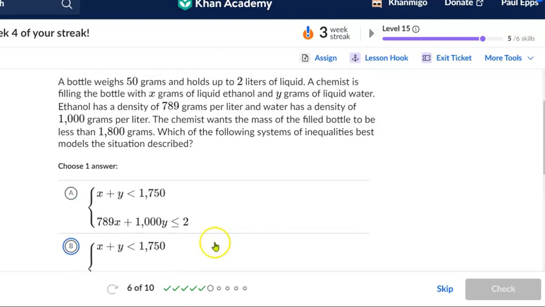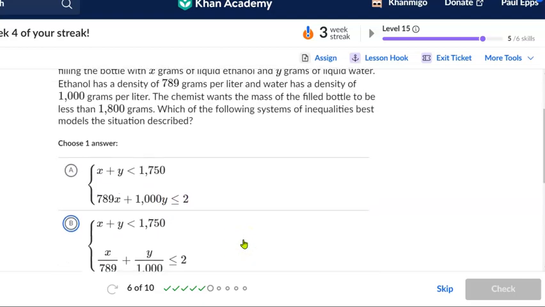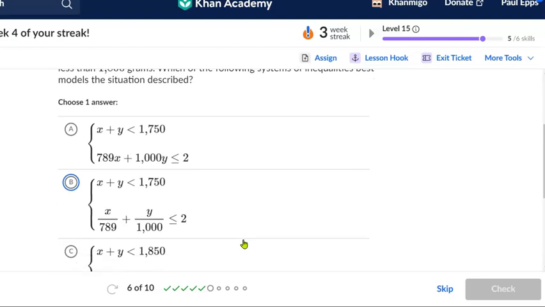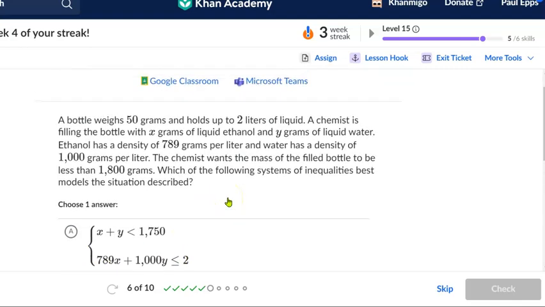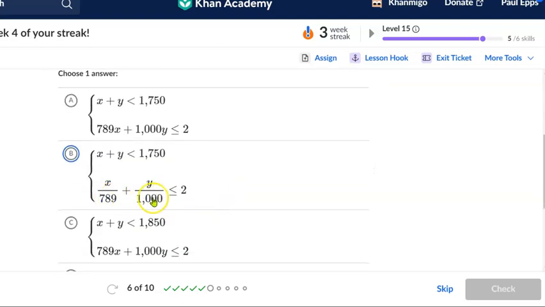But there's no way that 789 times X plus 1,000 Y is going to be less than or equal to 2. So what we need is we need to divide them. Divide the X. The X is the ethanol, right? Okay, divide the X by 789 and divide the Y by 1,000, and B would be the only one that works here.